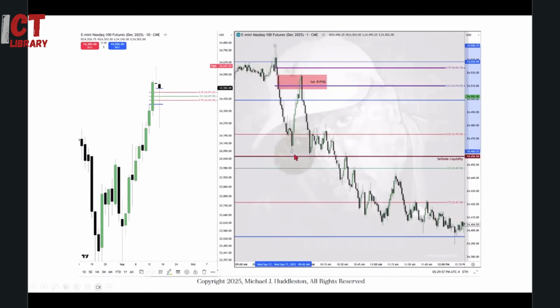From this high down to that low, running a fib on it, what I'm highlighting here is the 79% and 62% retracement level. So this is optimal trade entry here. And it overlaps. Look at the body stop inside of the first presented fair value gap. But it's also halfway point, 70.5. That little sweet spot I taught on the optimal trade entry. Hits that and breaks lower.